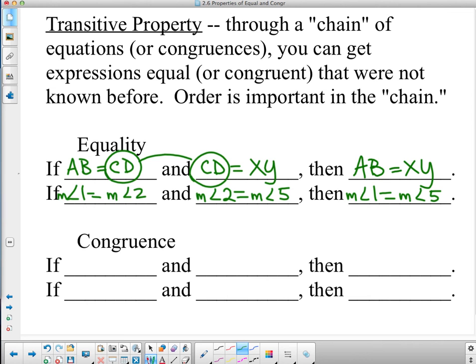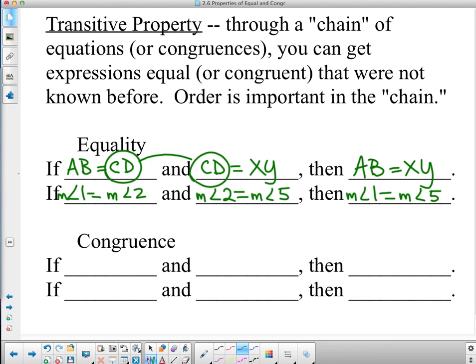Transitive. So the train idea is I'm thinking of this as the engine, and then there's all kinds of cars on the train that hook together, and the caboose is at the very end. So my conclusion is that the engine and the caboose would be equal or connected to each other. That's the idea. Okay, let's try congruence.